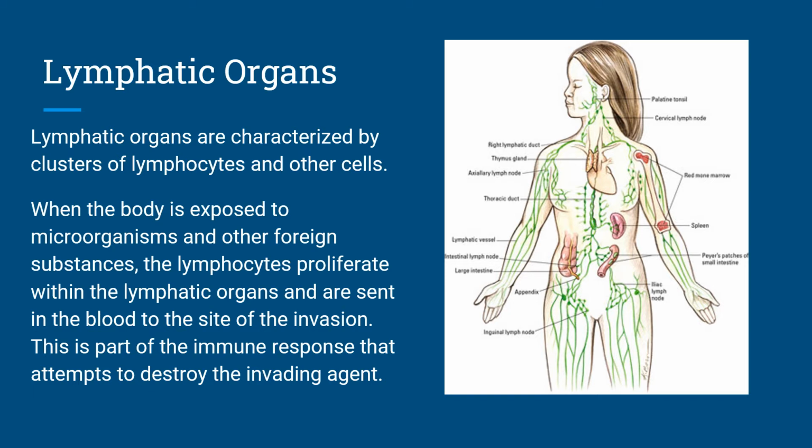When the body is exposed to microorganisms and other foreign substances, the lymphocytes proliferate within the lymphatic organs and are sent in the blood to the site of the invasion. This is part of the immune response that attempts to destroy the invading agent. The lymphatic organs include the lymph nodes, the tonsils, the spleen, and the thymus.